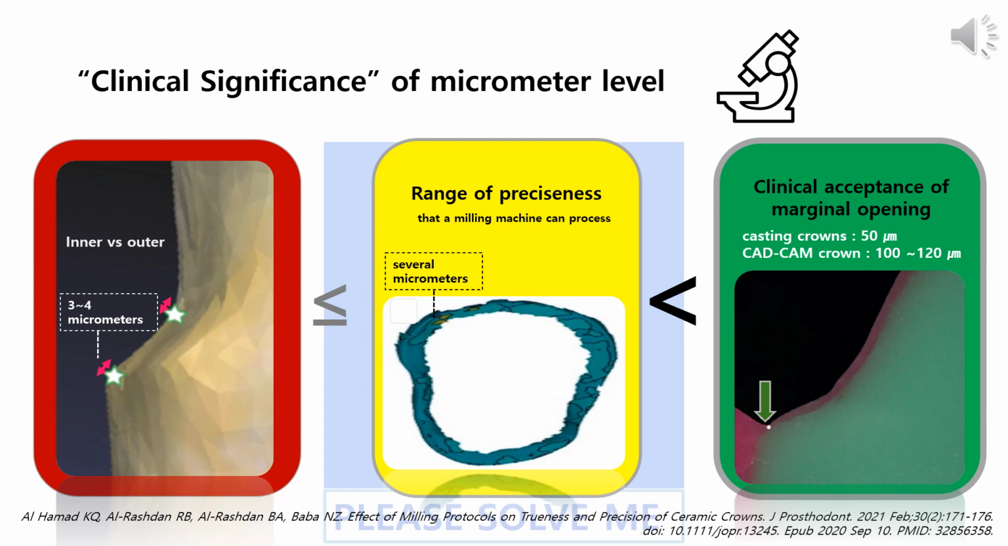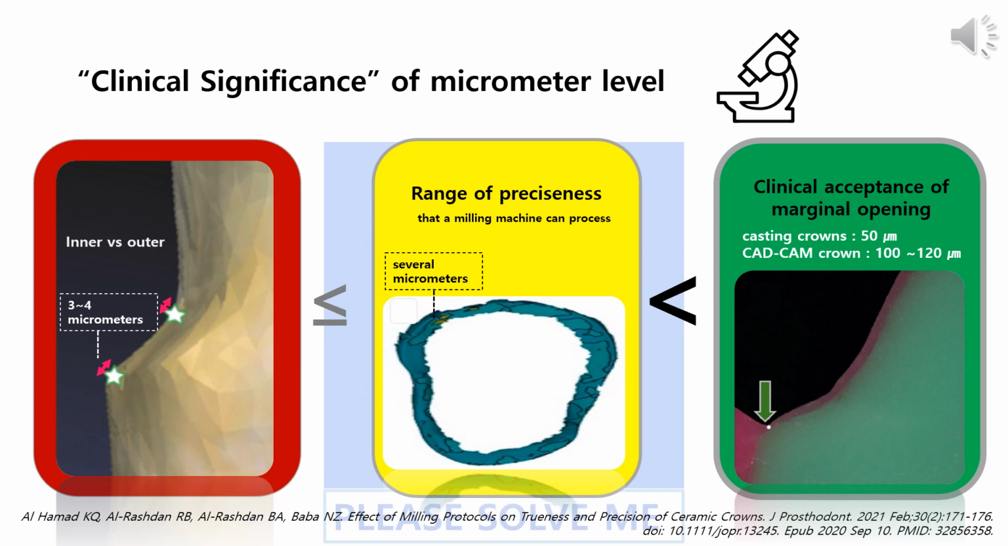Then, what is the range of preciseness that a milling machine can process? It may vary depending on the milling machine specification, but is known to be around 10 micrometers. In other words, a milling machine cannot reproduce a difference of several micrometers, and we cannot detect the difference in the prosthesis regardless of where we set a margin for the rounded areas.